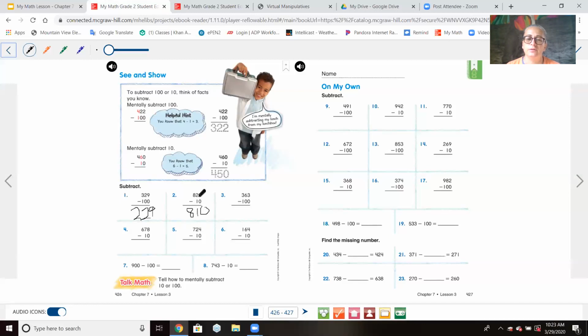820 minus 10 equals 810. The tens place changed here, whereas over here, our hundreds place changed. Now let's look at 363 minus 100.